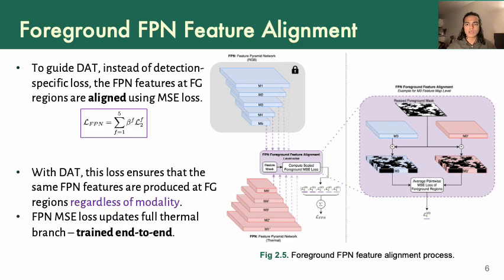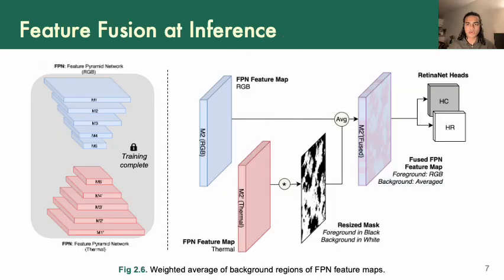Along with DAT, this component ensures that the same FPN features are produced at the foreground regions for visible tree crowns, regardless of the modality by both of the branches. And the whole thermal branch is trained end-to-end using both LFPN on this slide and then the DAT losses in the previous slide. After training is complete, the thermal branch has been adapted to produce domain invariant features relative to the RGB branch. During inference, fusion is performed only for the background FPN regions to leverage complementary information.